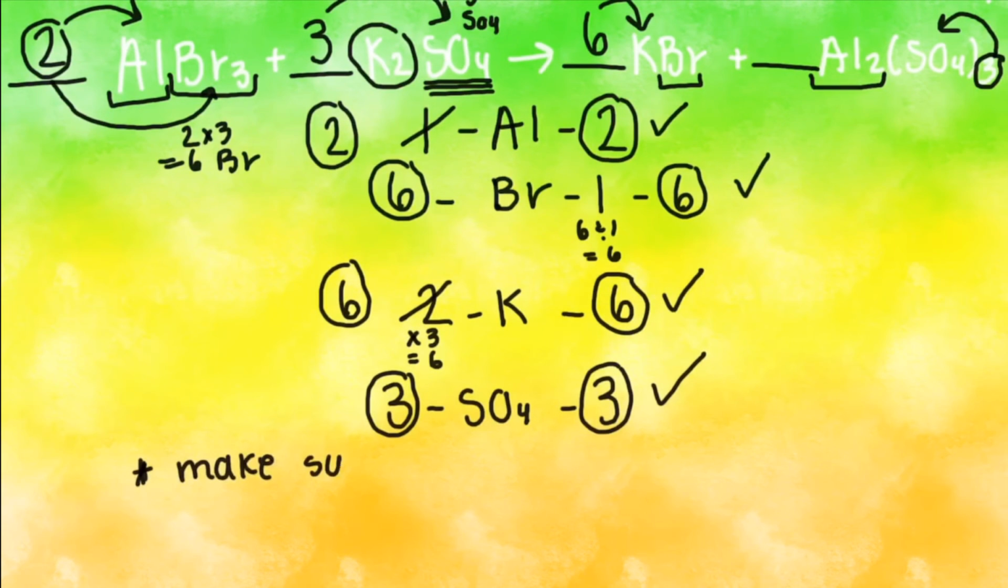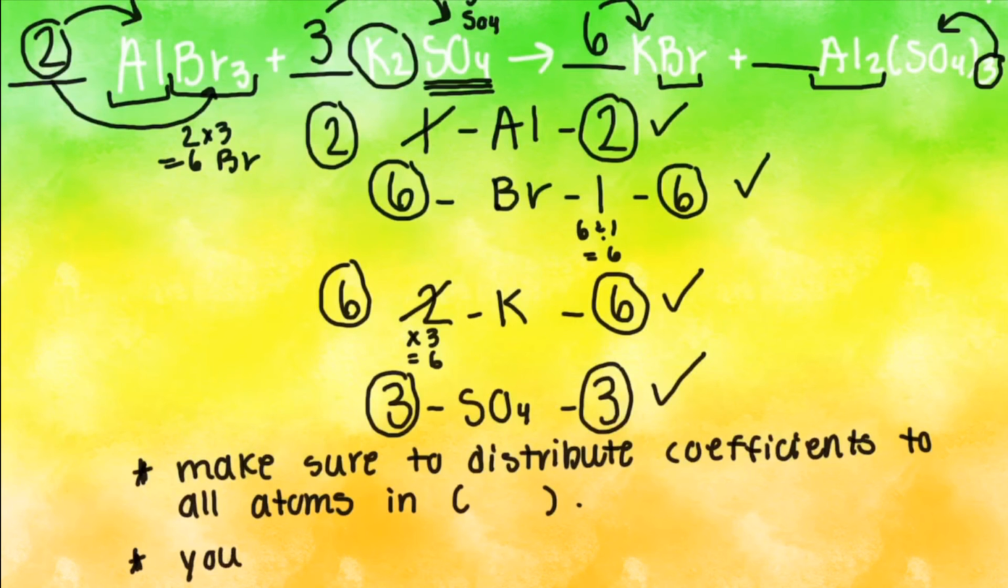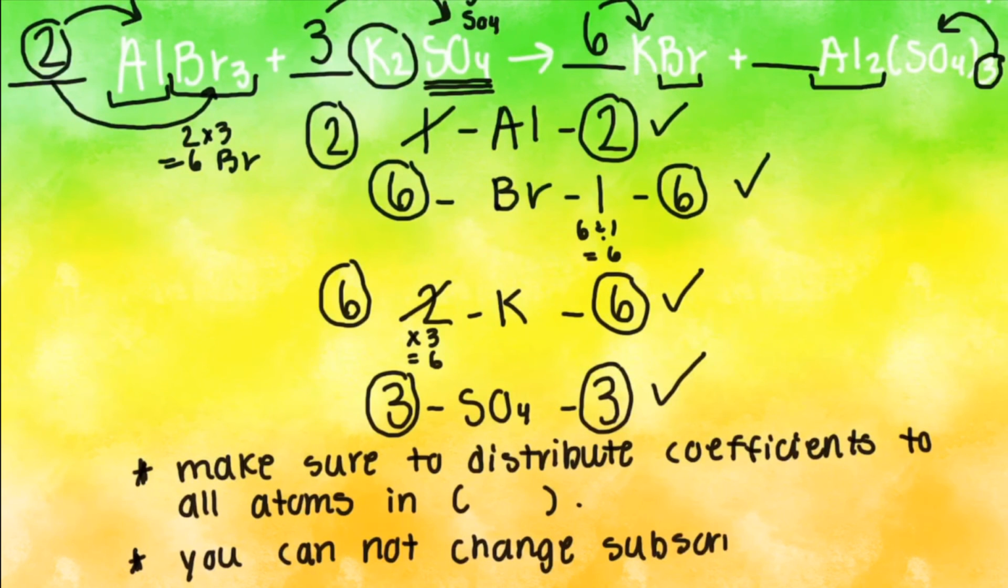A little tip is when you have a coefficient in front of a parentheses, make sure you distribute that coefficient to every single element in the parentheses, because it applies to both. Also note that the little numbers at the bottom in small handwriting, you cannot change those because those are subscripts, so you can only change the coefficients.